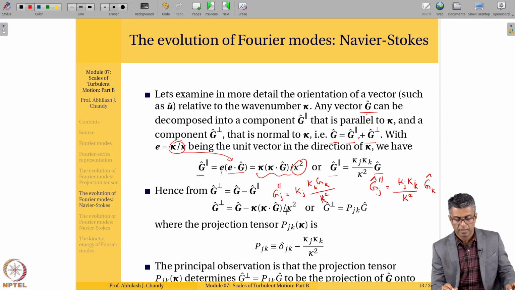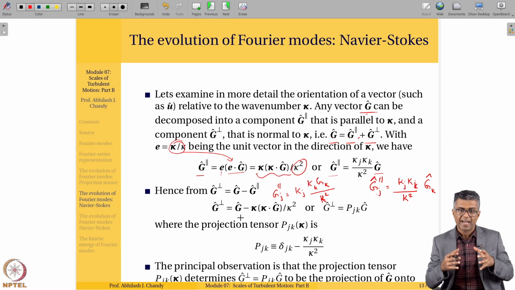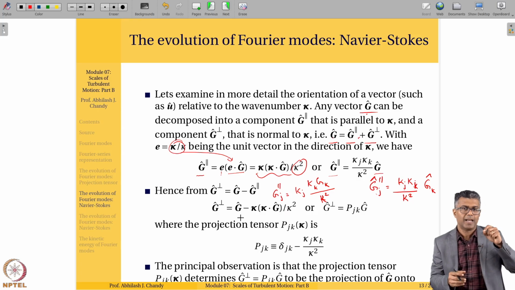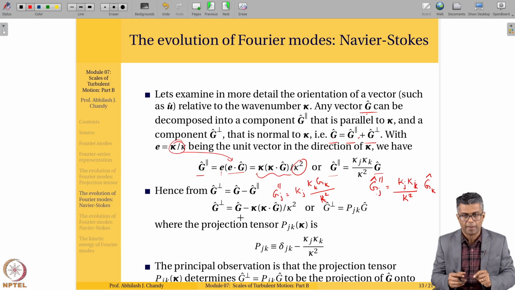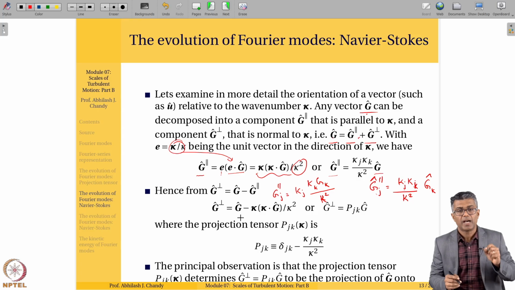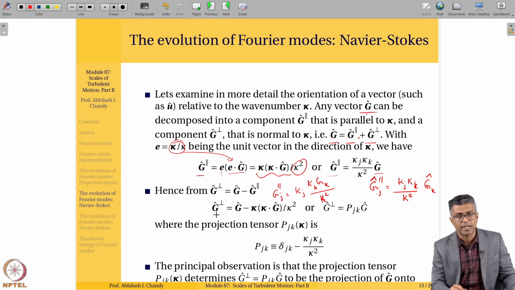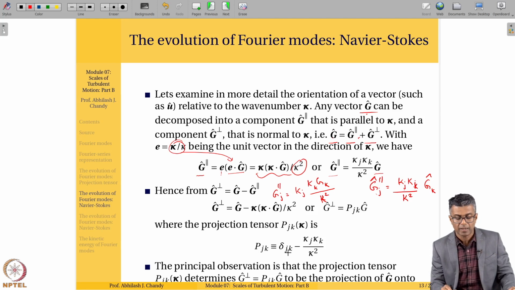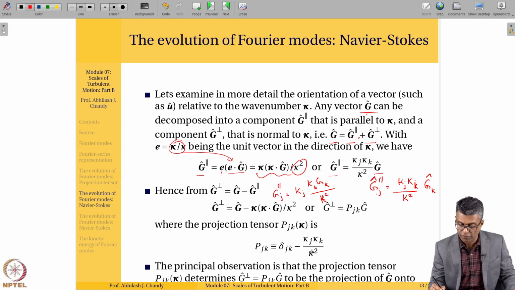So essentially, if you use a definition of, say, a new tensor, let's call it pjk, then you can write g perpendicular as pjk times g hat. Now what would be pjk? Pjk would be, in tensor notation, delta jk minus kappa j kappa k over kappa squared. Where did I get that from?